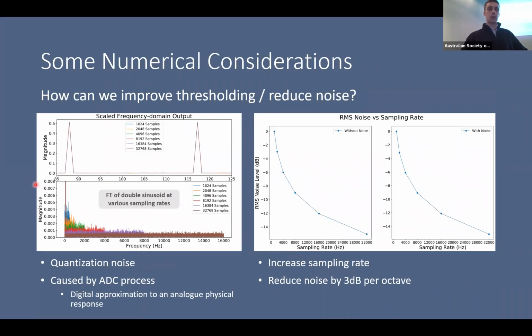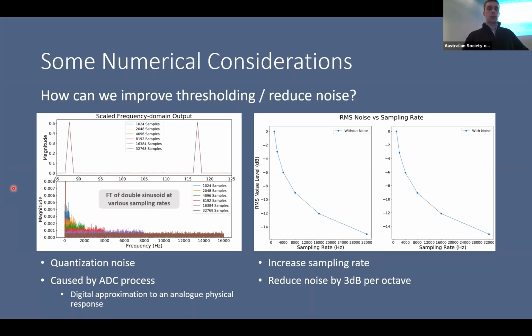So the next chapter of the thesis focused on some numerical considerations to try and reduce that noise. So one source of noise is quantization noise, which happens in the analog to digital conversion process, which is basically sampling digitally to come up with an approximation of what is actually an analog physical response.